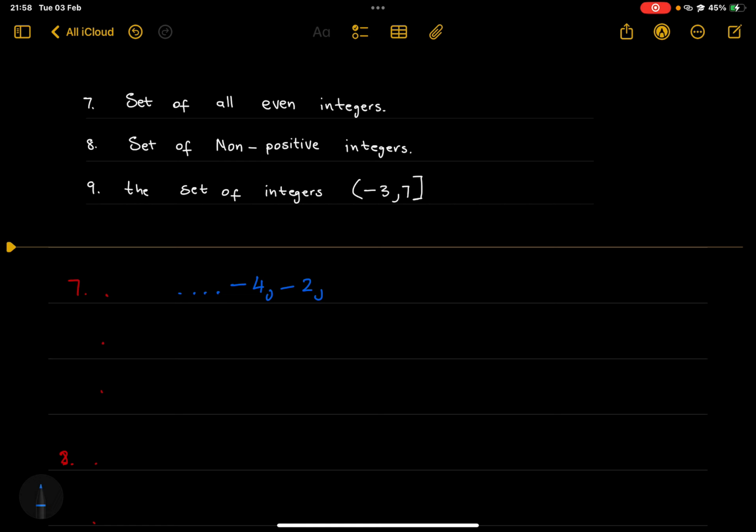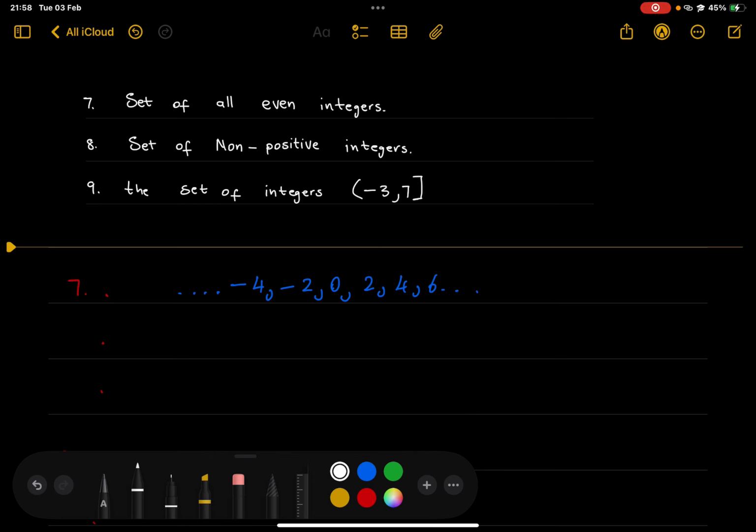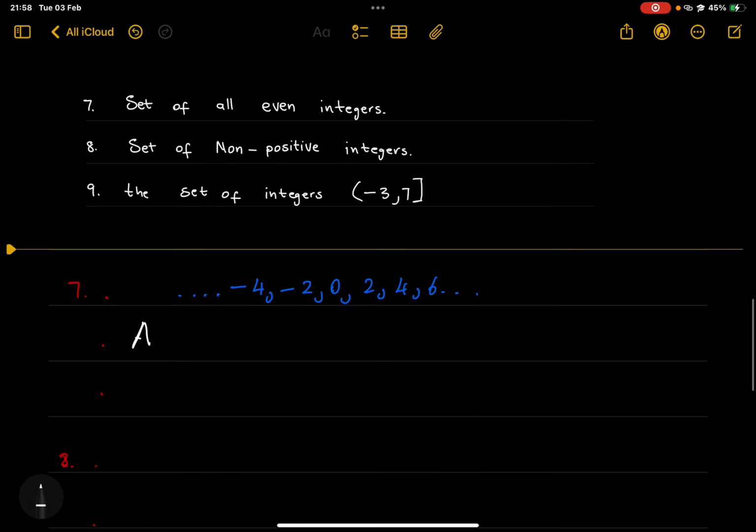-4, -2, -1 is not an even number. 0, 2, 4, and 6. These are even numbers. So they did not restrict us that they must be less than what or greater than what. So we just list them, all of them.